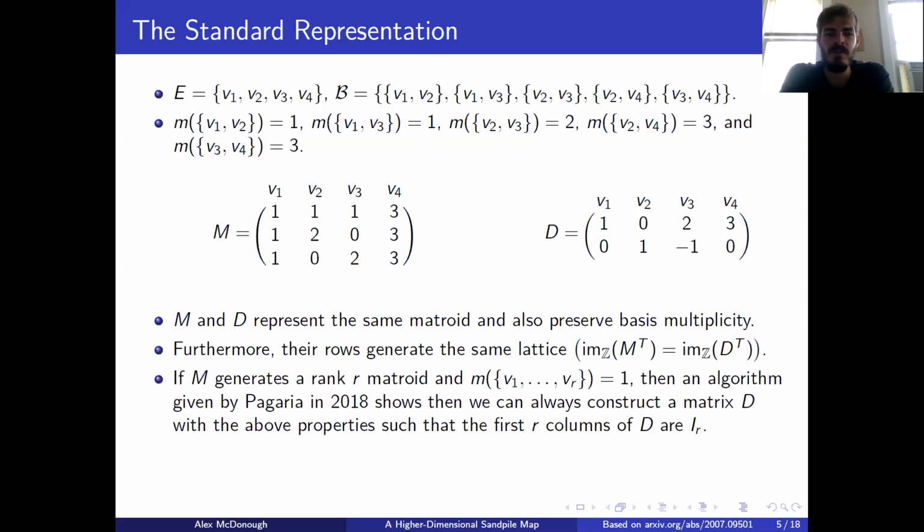Whenever you have a matrix M such that the first R vectors have multiplicity 1, then there's an algorithm by Pagaria that allows you to construct a matrix D that has these same properties as M, but has this very nice structure where, first of all, it has rank many rows, and secondly, the first rank many columns are going to be the identity matrix.